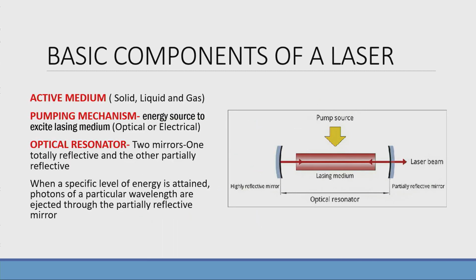The components of a laser: it has an active medium, a pumping source, which as we said already is either electrical or optical, and a resonator. The resonator has 2 mirrors. One is fully reflective and the other is partly reflective. Between the mirrors, the photons have multiple passes. They get reflected and concentrated. When a sufficient level of energy is released, it is ejected as the laser beam.